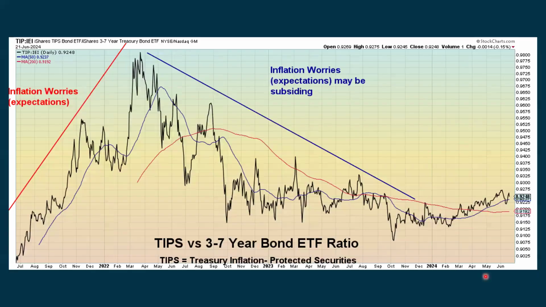I do show a lot of bond charts. This is one chart that I don't show all that much. When folks are worried about inflation, they get into a thing called TIPS. And these are Treasury inflation protected securities.